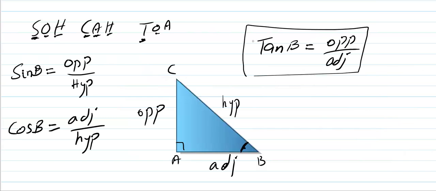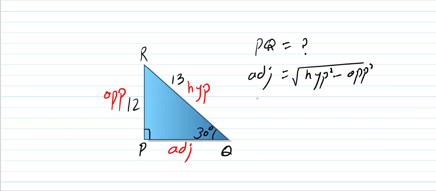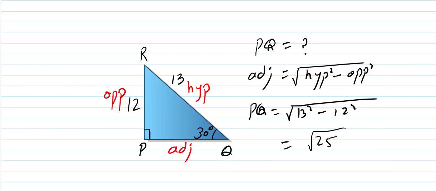So what is adjacent is PQ. So PQ is equal to this. What is the hypotenuse? 13. 13 square minus 12 square. So you will get 169 minus 144, which is 25, square root. Answer is 5. So PQ is going to be 5.